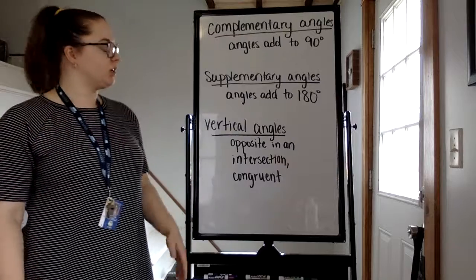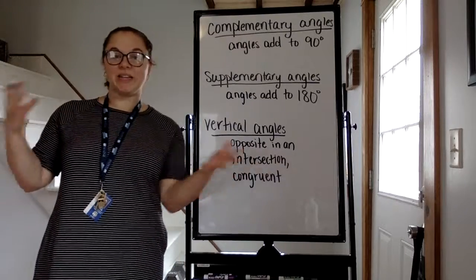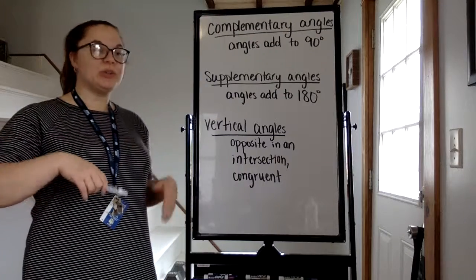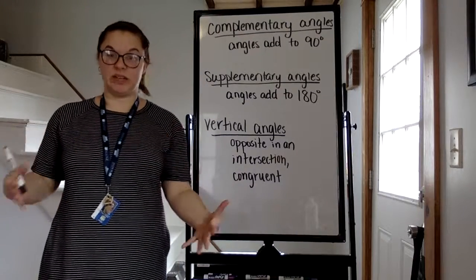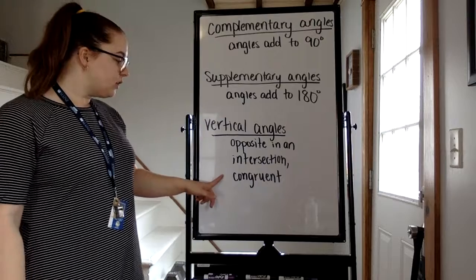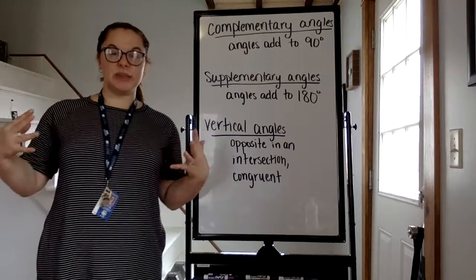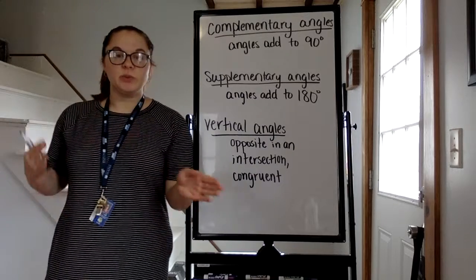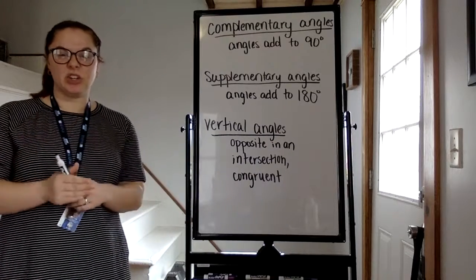They're the same measure. So if I have two 90-degree angles, they're congruent with each other. They're the same size. If I have two 30-degree angles, they're congruent. They're the same size. So vertical angles are two angles that are congruent. They're the same size, and they're found on opposite sides of an intersection. That's where two line segments or lines are going to cross and meet.